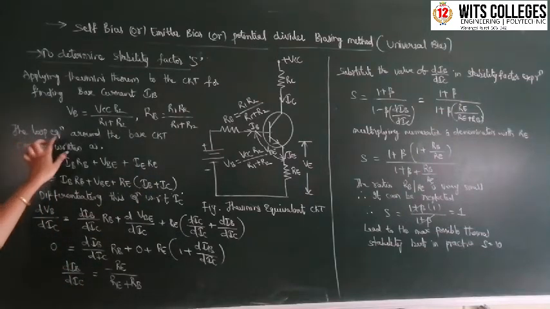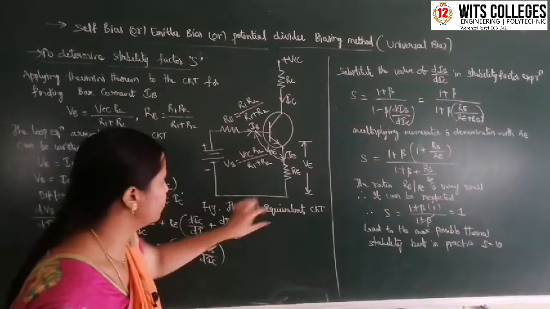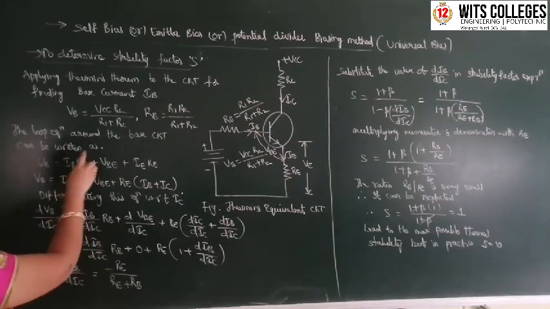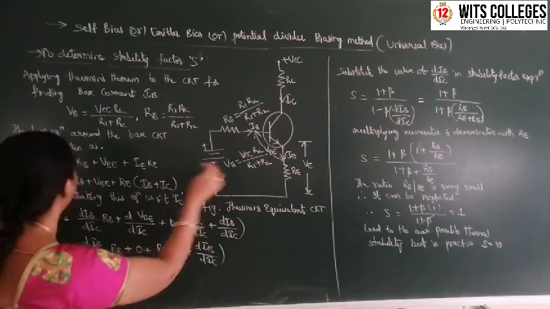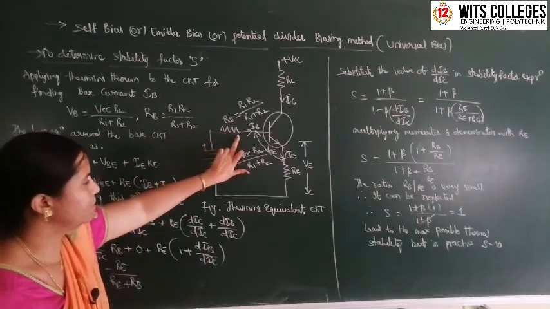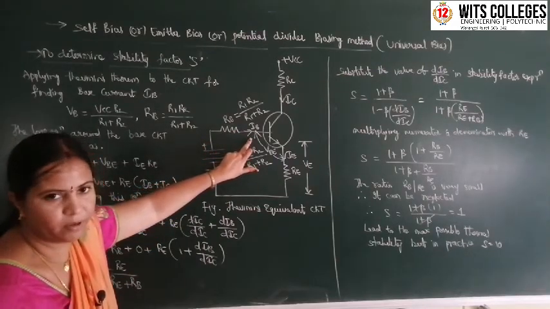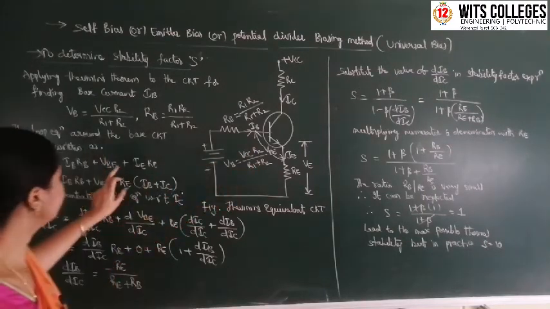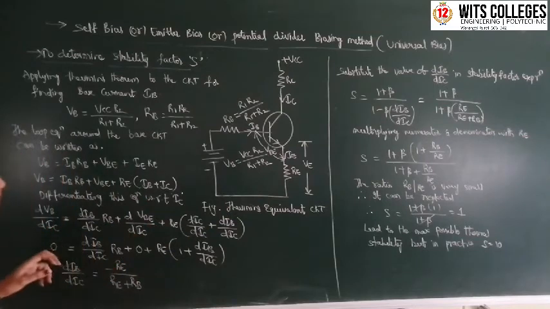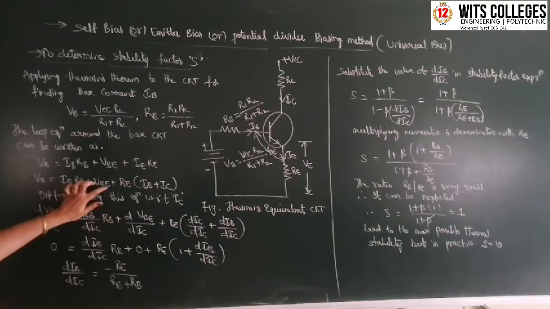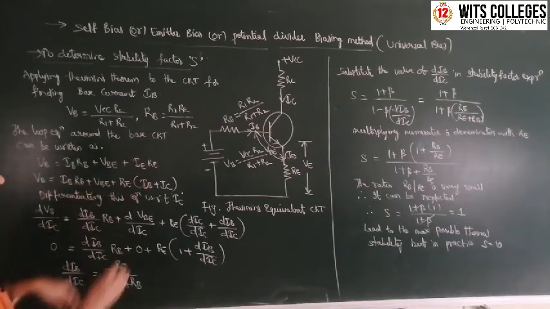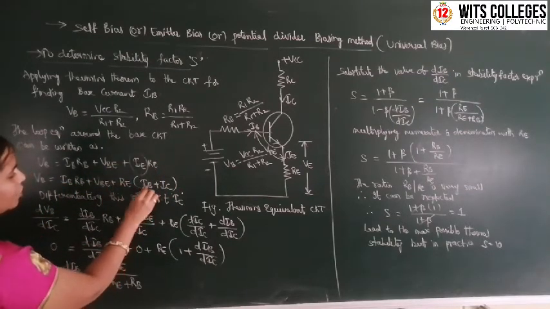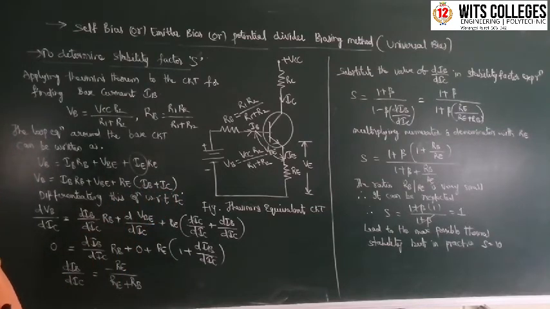and the base resistance RB equals R1 R2 by R1 plus R2. So the loop equation around the base circuit can be written as: the base voltage VB equals IB RB plus VBE plus IE RE. This is the loop equation around the base circuit. Here the value of IE equals IB plus IC. The emitter current equals the summation of base current plus collector current.